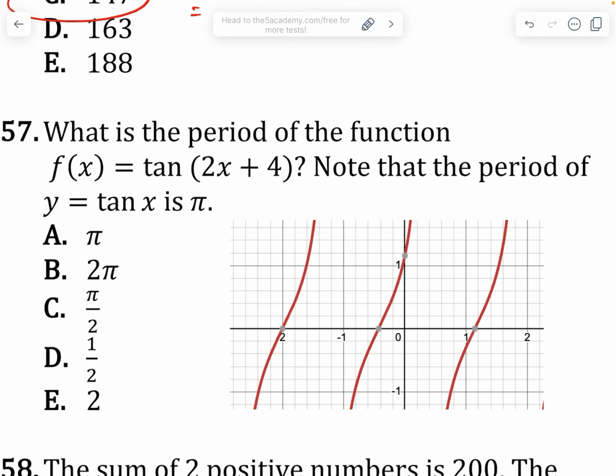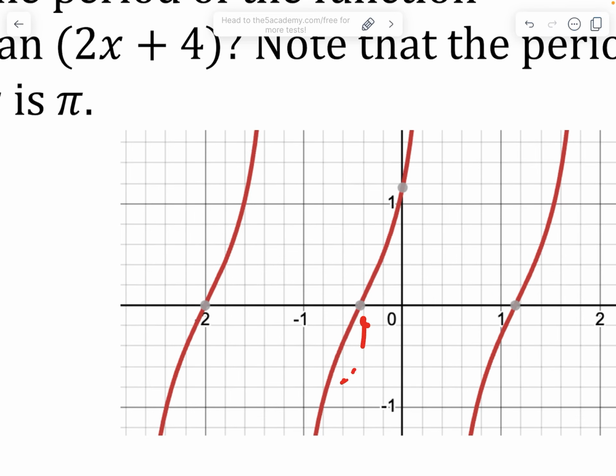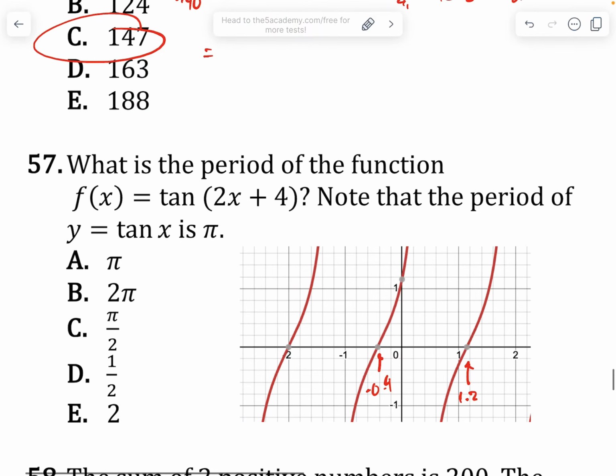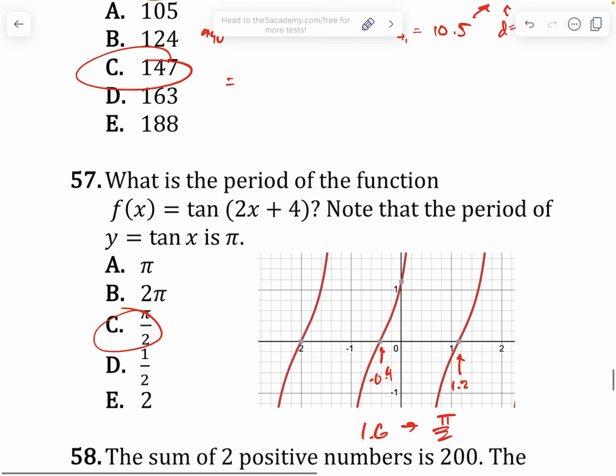So I have a point here and I have a point here. The distance between these two is going to be your period. Now, what you could literally do is try to count. This looks like it's about negative 0.4. This one looks like it's about 1.2. If you add those together, you get about 1.6. That looks like pi over 2. Period is pi over 2. Simple as that. That's all it is. All right, I'm going to move on.